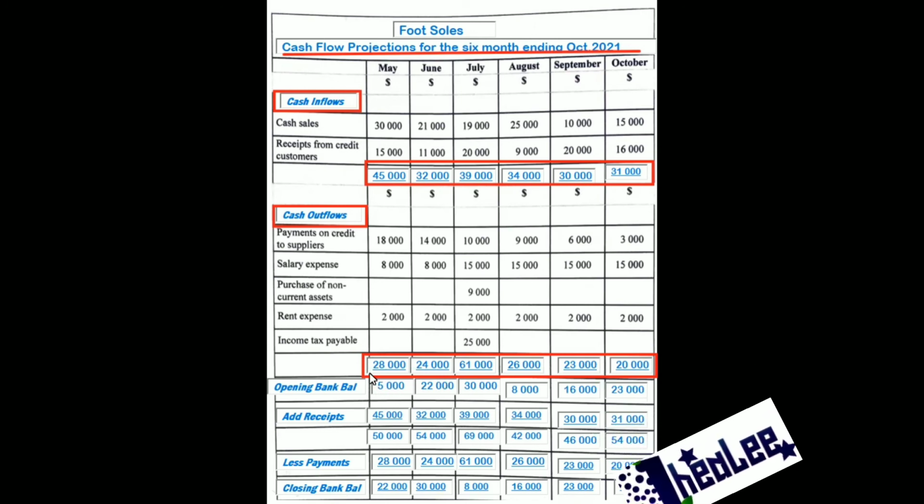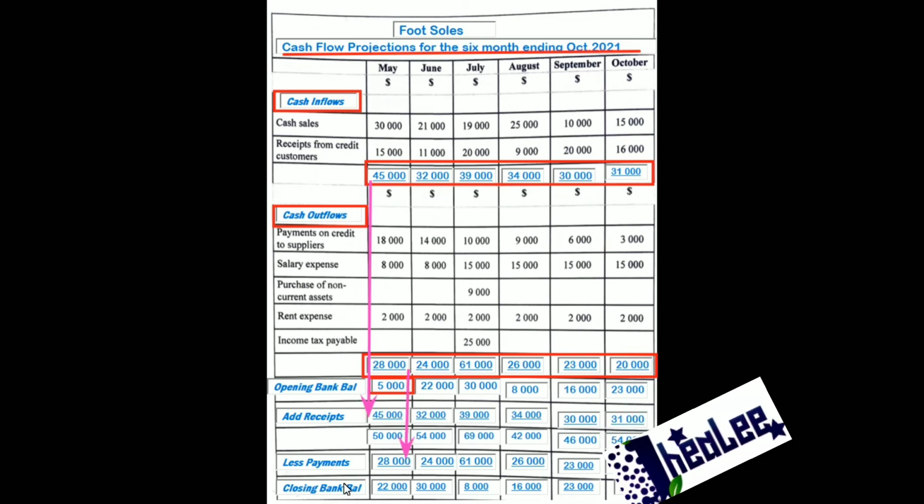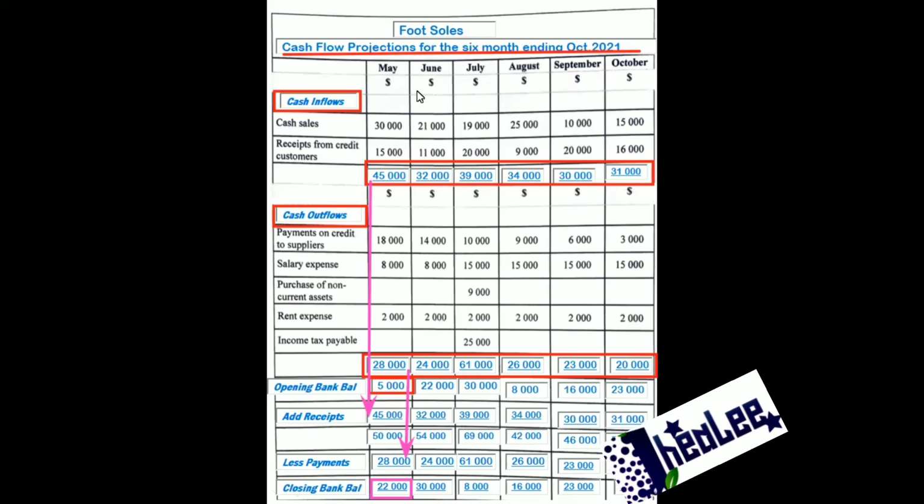This $5,000 was the opening bank balance given in the question. So that was used to begin the balancing section of the cash flow statement. Having entered the opening bank balance, this 45,000, which is the total receipts coming from May, was added to that, which gave a total of 50,000. Then the total payments is subtracted to give the closing bank balance of 22,000.